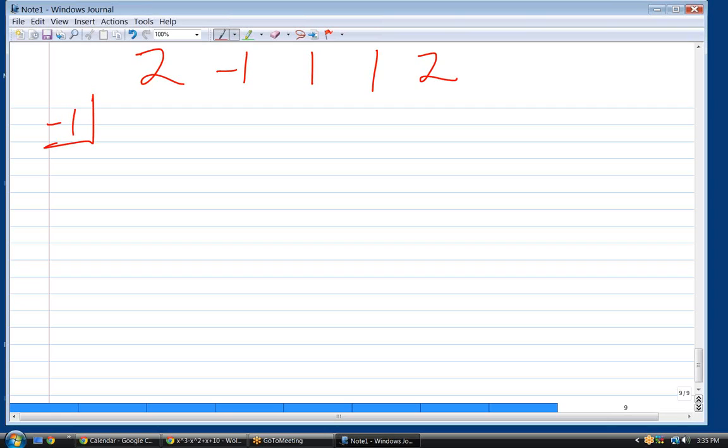and 0, 0, 0, 0, and we need a 0 for each missing x. We have an x to the 5th missing all the way down to x to the 1. So we need 5 zeros and a minus 3. Okay?